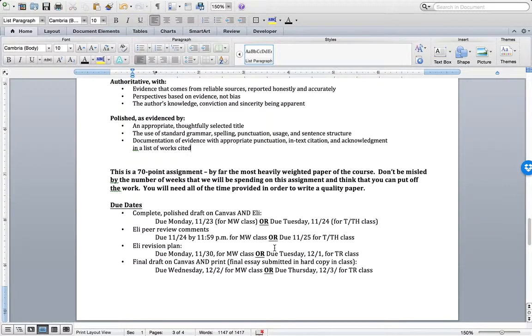This is a 70-point assignment, by far the most heavily weighted paper of the course. Don't be misled by the number of weeks that we'll be spending on this assignment when you look at the calendar and think that you can just put off the work. You will need all the time provided in order to write a quality paper.